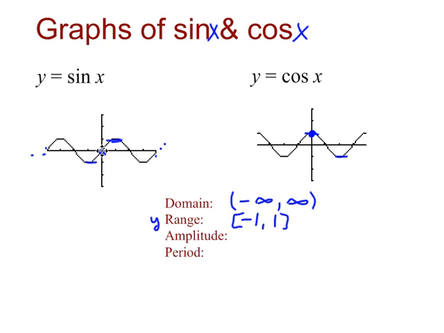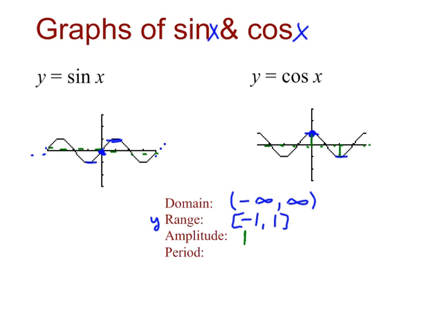The amplitude is the distance varying from the center line, and the center line we can call the sinusoidal axis. The center line in both of these cases is the x-axis, and so the variation from the center line is 1 unit above and 1 unit below, so the amplitude is 1.